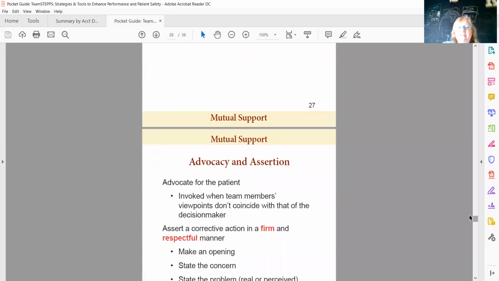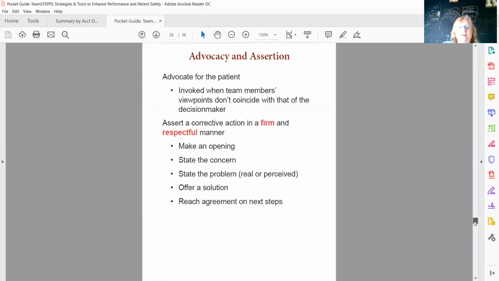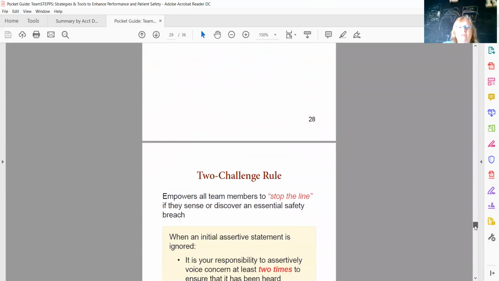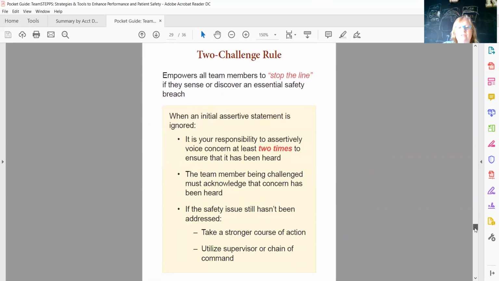We've got advocacy and assertion, and I'm going to just move along here to say the two-challenge rule, the last two things I want to talk about. The two-challenge rule is that all team members are expected to stop the line, right? If you think something is an essential safety breach, your job is to stop the line. And you have to voice your concern at least two times. It's your job, right? It's your job. Voice your concern at least two times.